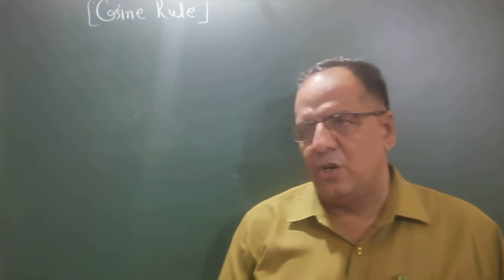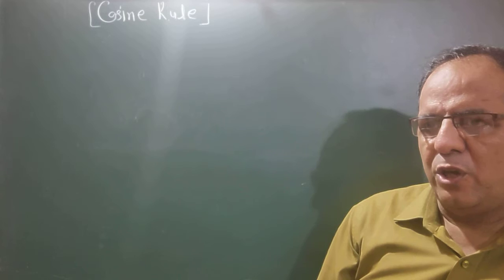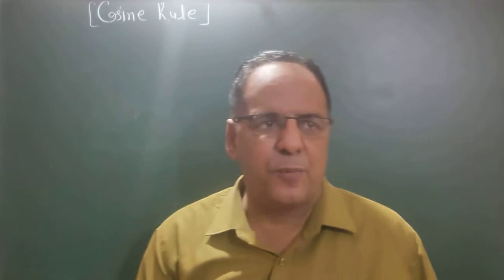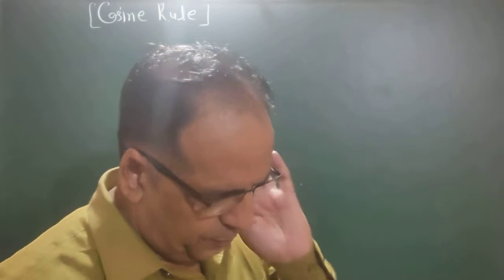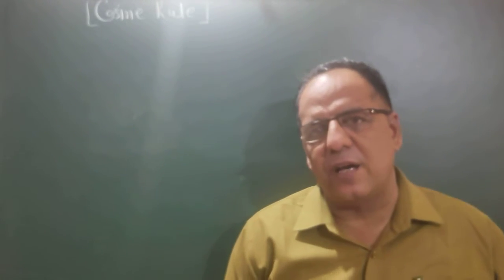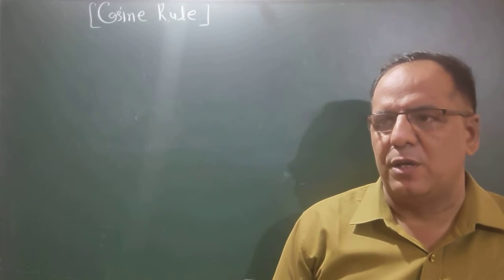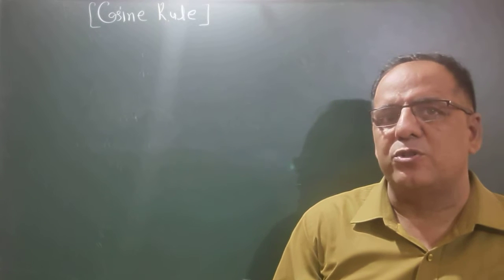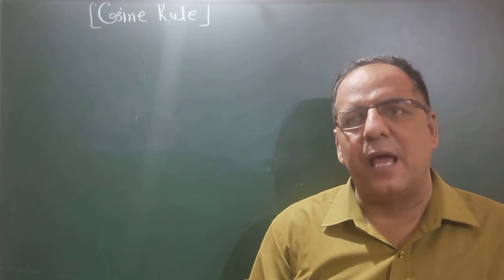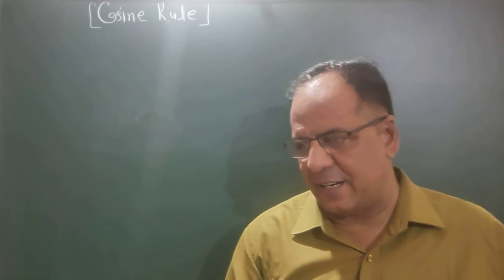Students, today we will discuss the cosine rule. This is a topic under the properties of triangles. In the previous video we studied the sine rule, Napier's rules and the projection rule, and in this video we discuss the cosine rule. The cosine rule can be applied in an acute triangle, an obtuse angle triangle and a right angle triangle.